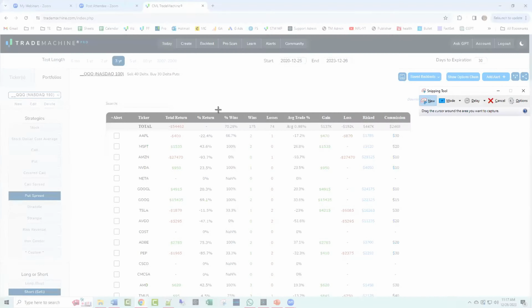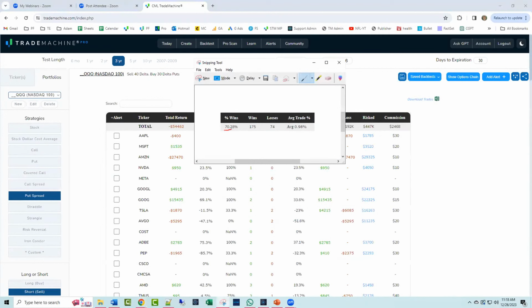So I'm actually going to oddly take a screenshot and start drawing on it. The win rate is great, right? Hey, 175 wins, 74 losses. Awesome. But look at this, guys. This is a 1 month trade, up to a 1 month trade. It's basically paying your commissions at best, 1%. Why would I want to do this?